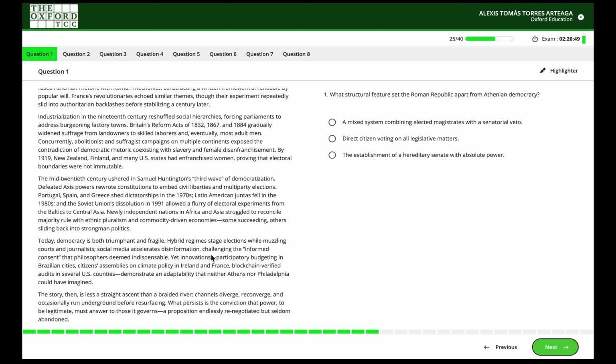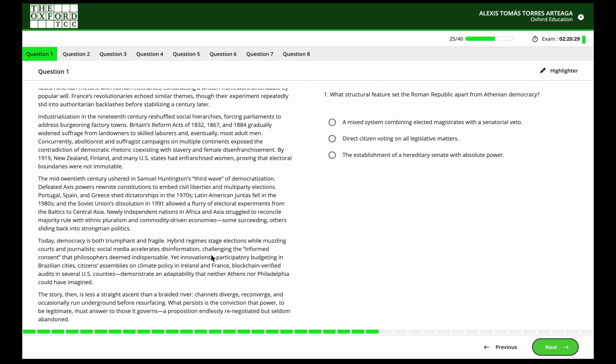Concurrently, abolitionist and suffragist campaigns on multiple continents exposed the contradiction of democratic rhetoric coexisting with slavery and female disenfranchisement. By 1919, New Zealand, Finland, and many U.S. states had enfranchised women, proving that electoral boundaries were not immutable.